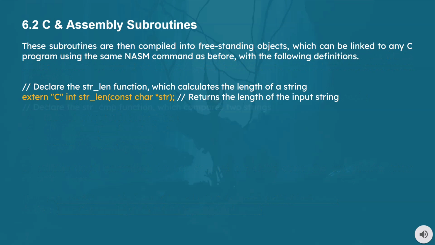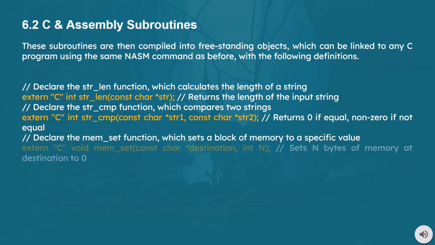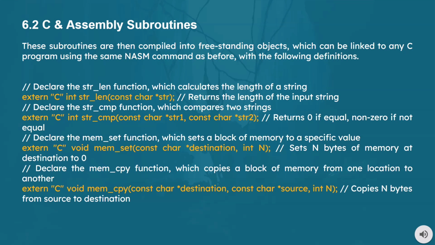These declarations allow C programs to interface with assembly language subroutines for string length calculation, string comparison, memory setting, and memory copying, enabling efficient low-level operations in daily routine tasks.